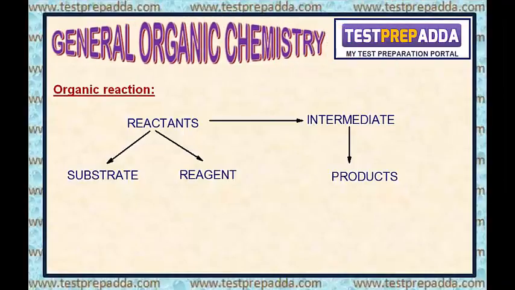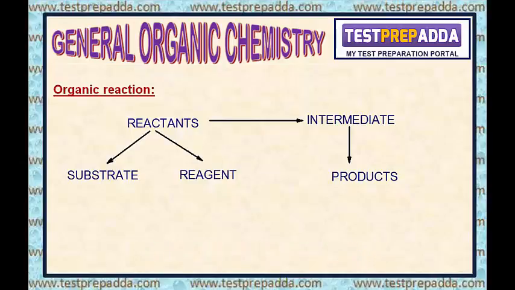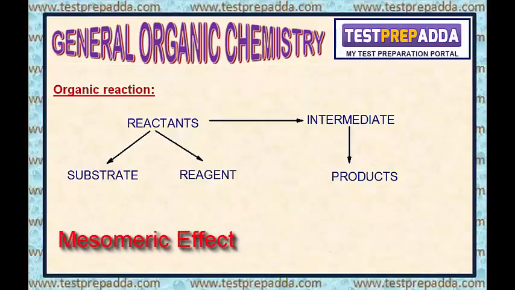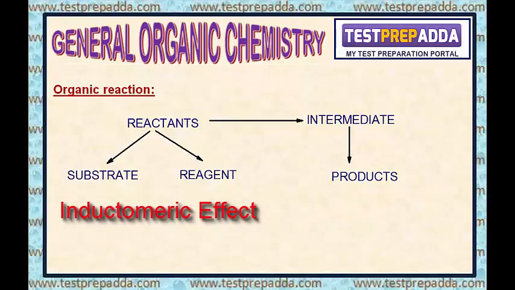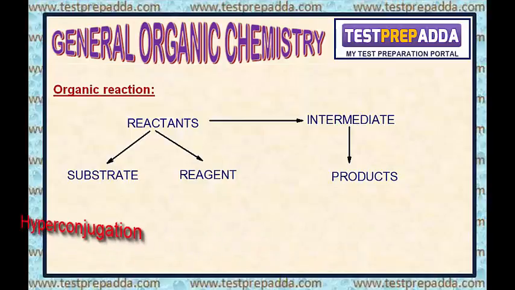Dear students, at the start of this chapter, General Organic Chemistry, I have said that a chemical reaction takes place when bonds of reactants break, and different factors which influence this bond breaking process are inductive effect, mesomeric effect, inductomeric effect, electromeric effect, hyperconjugation. Till now, we have discussed all these factors.